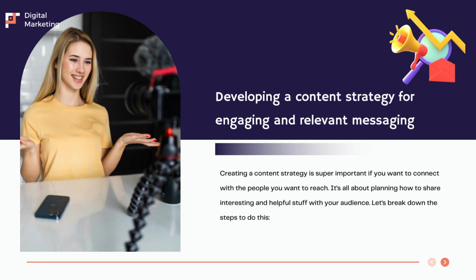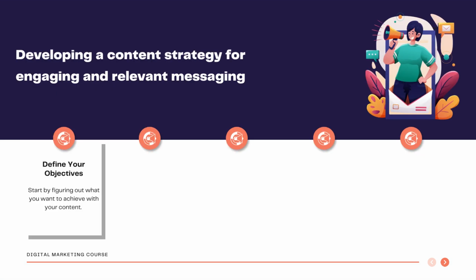Developing a content strategy for engaging and relevant messaging. Creating a content strategy is super important if you want to connect with the people you want to reach. It's all about planning how to share interesting and helpful stuff with your audience. Let's break down the steps to do this. 1. Define your objectives. Start by figuring out what you want to achieve with your content. It could be getting more people to know about your brand, bringing more visitors to your website, getting more leads, keeping customers happy, or making more sales. These goals will guide your content plan.